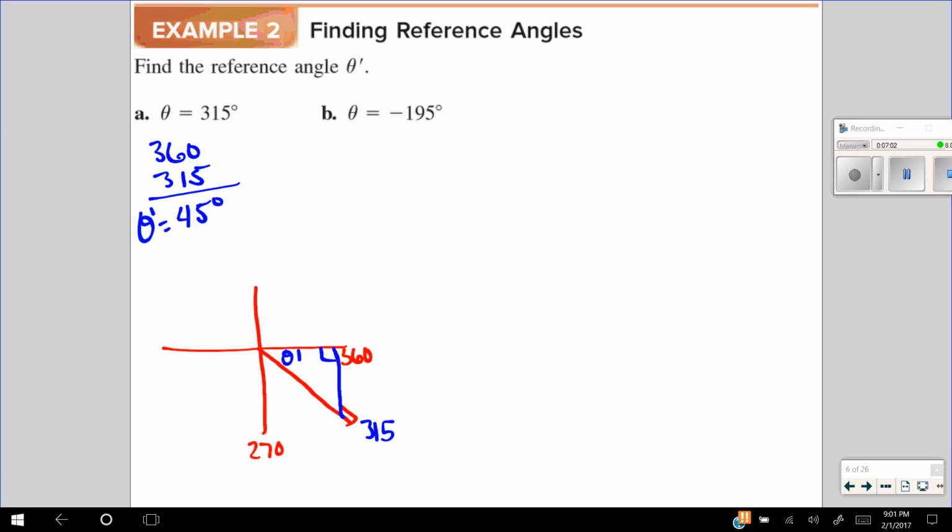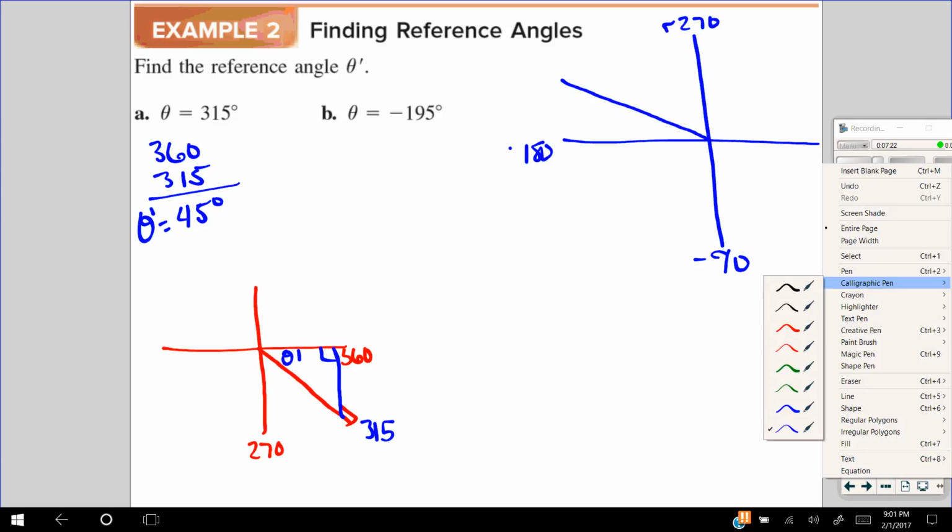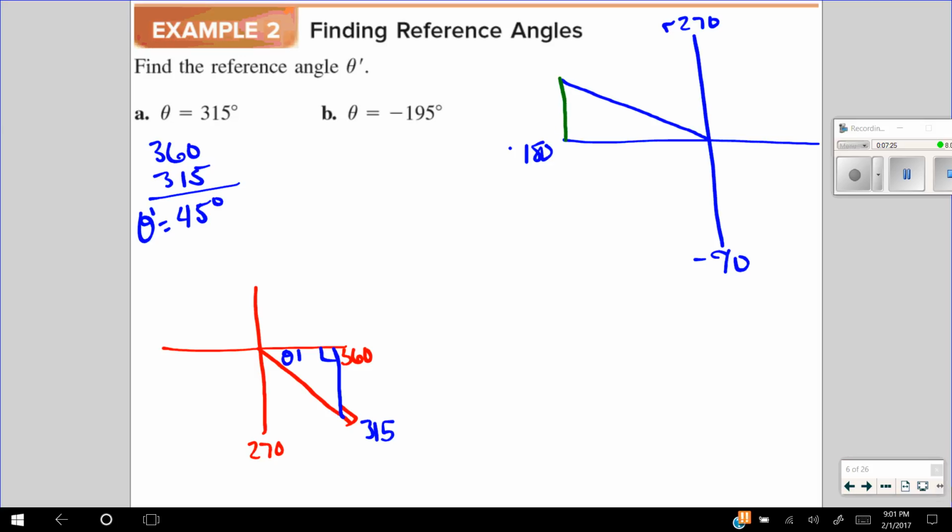Okay? For negative 195, we go clockwise because it's negative. So negative 90, negative 180, negative 270. So we're just past negative 180. Okay? And then our reference angle again is what happens when we connect back to the x-axis. Well, it's the difference between 195 and 180, which is 15 degrees. Okay?